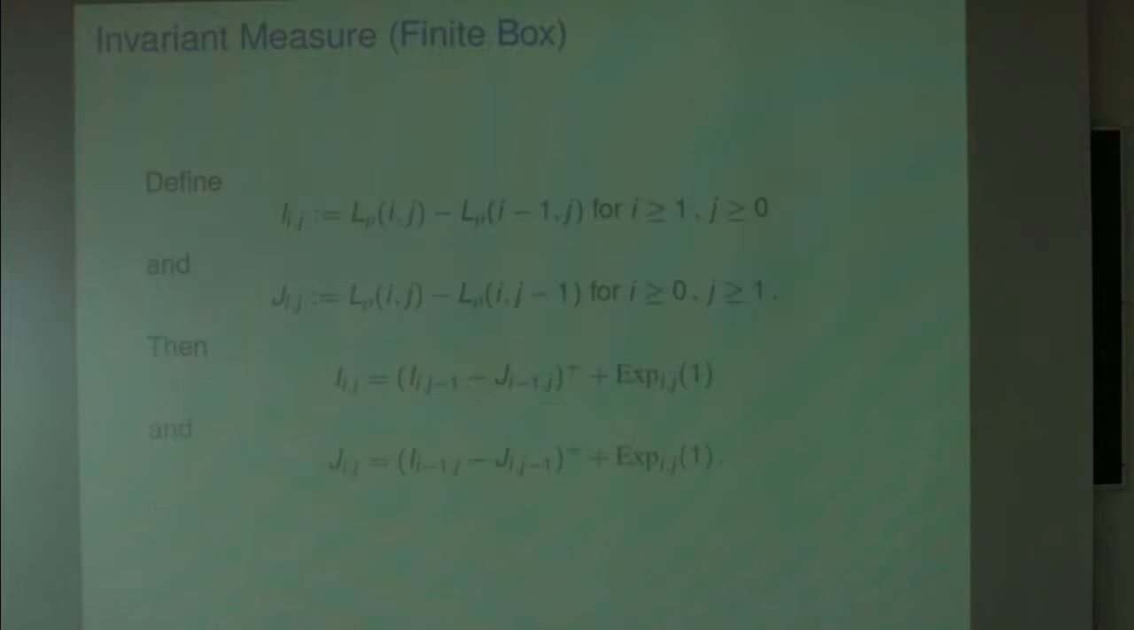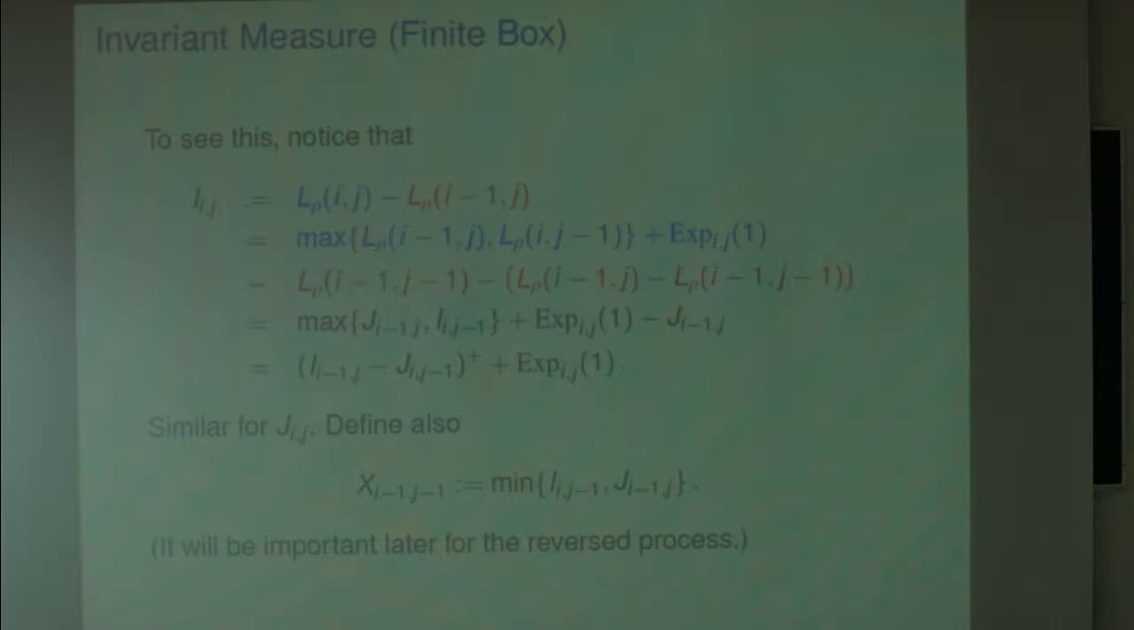And so I will define some auxiliary variables. This is the difference of the last passage times on a fixed line at j, okay. So I have the horizontal line at j. I take just the increment from i minus 1 to i. And I do the similar for the vertical line at i. I just take the increment from j minus 1 to j. And so I can rewrite those variables in this form, which will be useful for us to make calculations. To see why this is true, you just rewrite this. So this guy here is just, you have this.